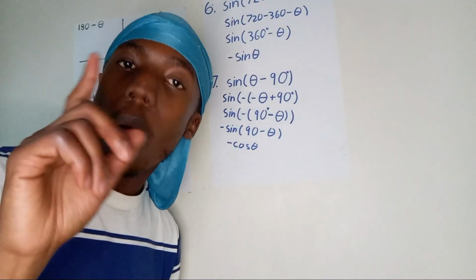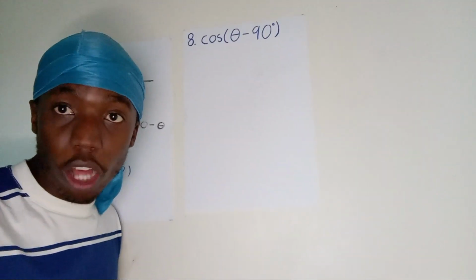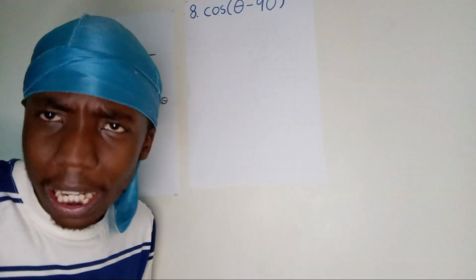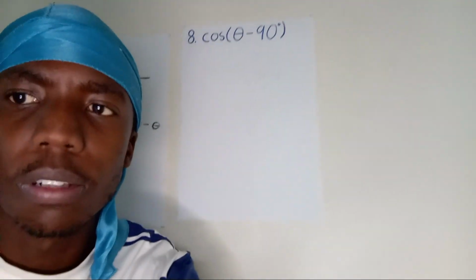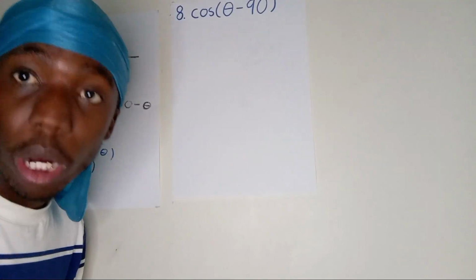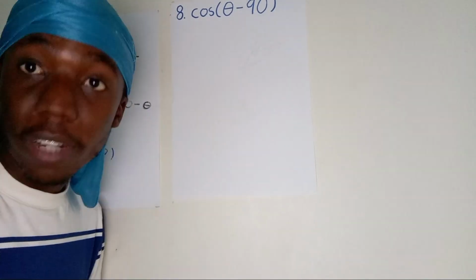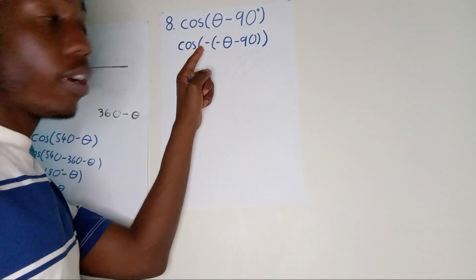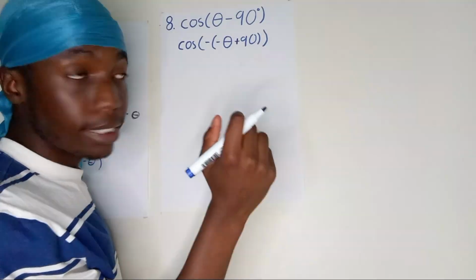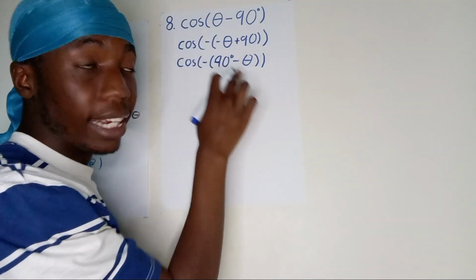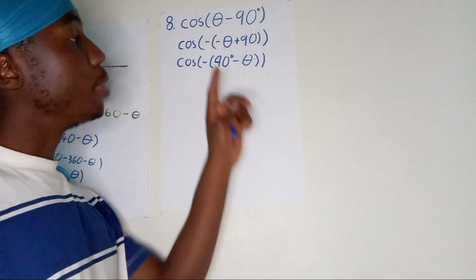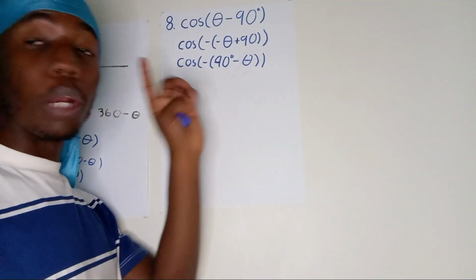Now, let's do one more question. Now we've got cos theta minus 90. Can you see that? Let me just bring it a little bit closer. What did you do previously? First things first, take out the negative as a common factor. The next step is to rearrange them and make it 90 minus theta. Now, the next step would be to take the negative out, but wait.